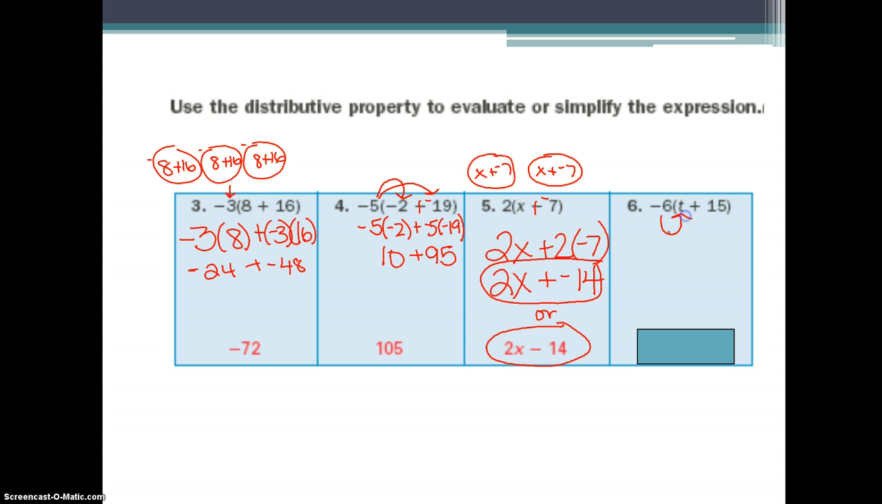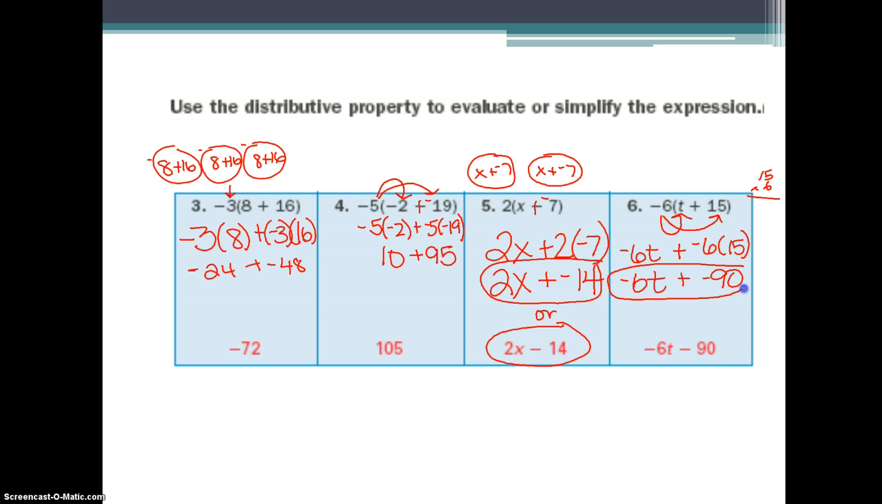Distribute the negative 6 to the t, plus sign, negative 6 again to the 15. Can't do anything with negative 6 times t, but I can multiply 6 times 15. Take a second to do it on the side of the paper if you haven't done it already. That's negative 90. Well, this has a t and this one doesn't, so I'm done. And again, adding the opposite is the same thing as subtracting.